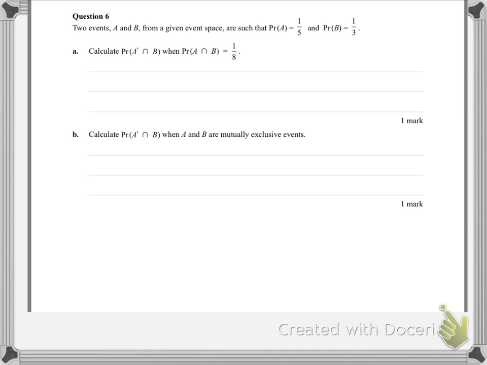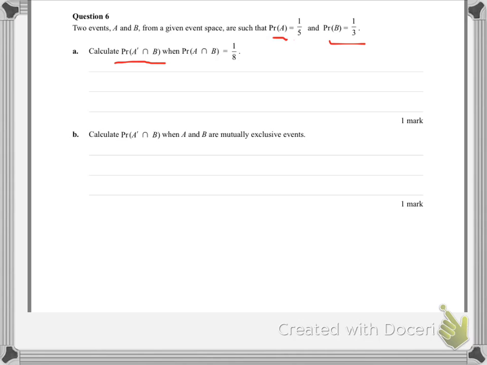Next question. Question 6, another probability one. So we've got 2 events, event A and event B, from a given event space. Now they are such that the probability of A is given by that, and the probability of B is given by that. So we're after this one: the probability of not A intersect B.